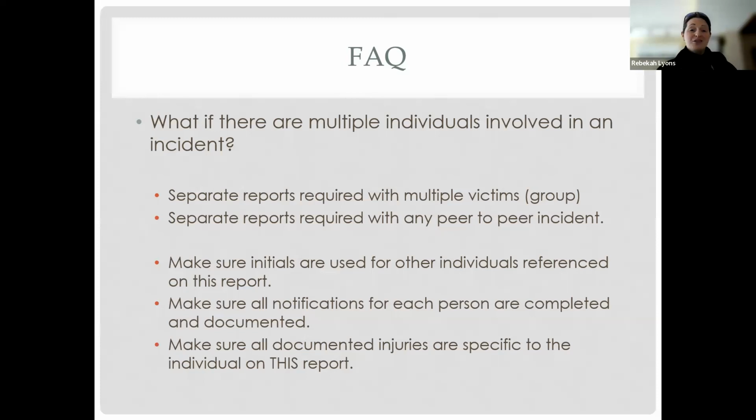You want to make sure the notifications are for the person whose report this is, and the injuries are specific. So if we have a peer-to-peer where Robert, the peer, hits Susie, he leaves a large bruise on her arm. Her report is going to reflect that bruise in the injury section. And let's say he was not injured, so his report is going to reflect no injuries to him. You might note in the narrative that she had a bruise, but as far as the injuries, the body chart, there's going to be no injuries because it's reflective of him. Does that make sense?